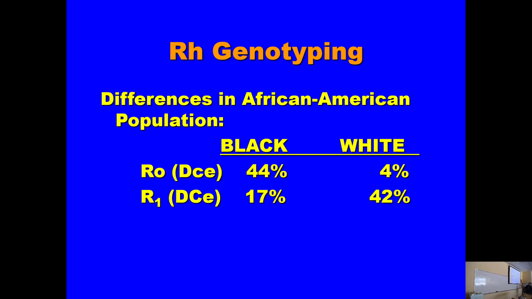R naught is big D, little c, little e, and in the black population, you're looking at 44% of people versus the white population, where you're only looking at 4. So when you see this and you get to that probability point, and we'll talk about that when we get to probability, you have to look at your patient population.